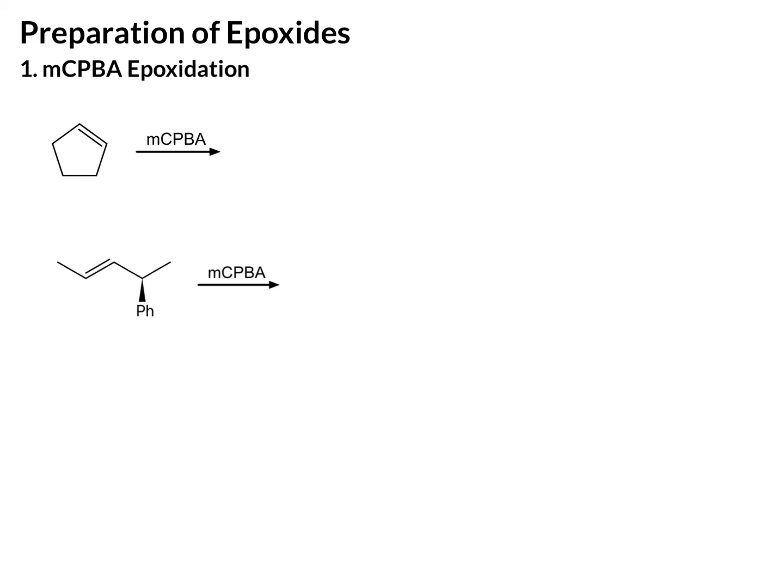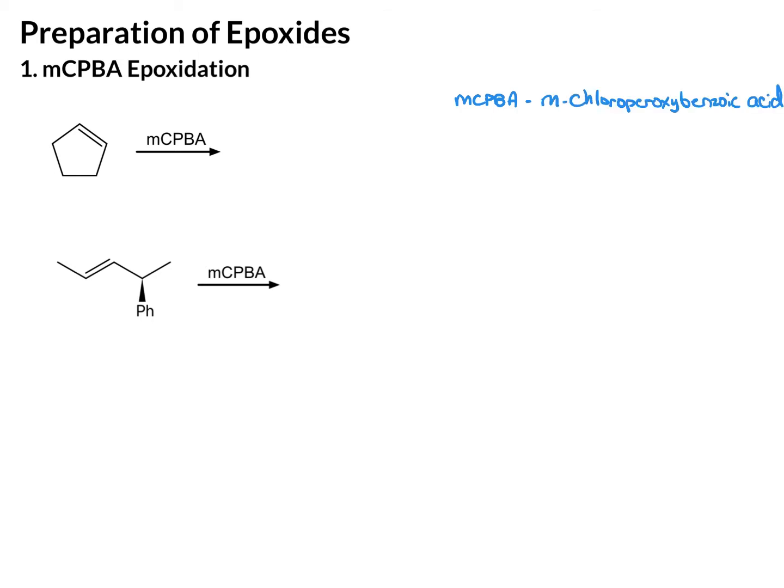Now we're going to work through some ways that we can incorporate epoxides into compounds. So this first one is called the mCPBA epoxidation. And with this reaction, we use a specific reagent known as mCPBA. And that stands for metachloroperoxybenzoic acid.